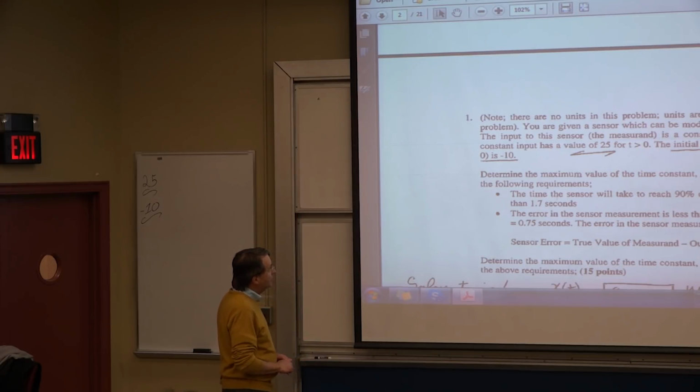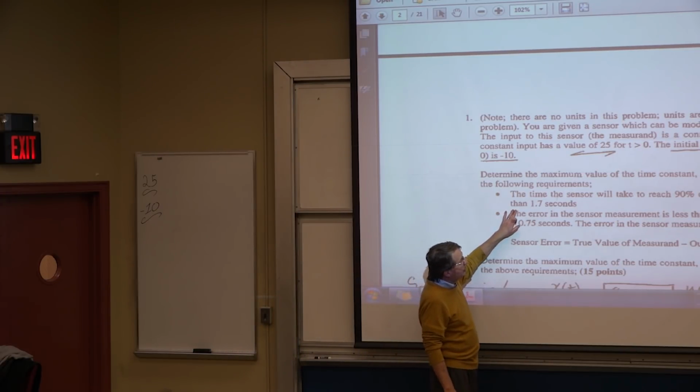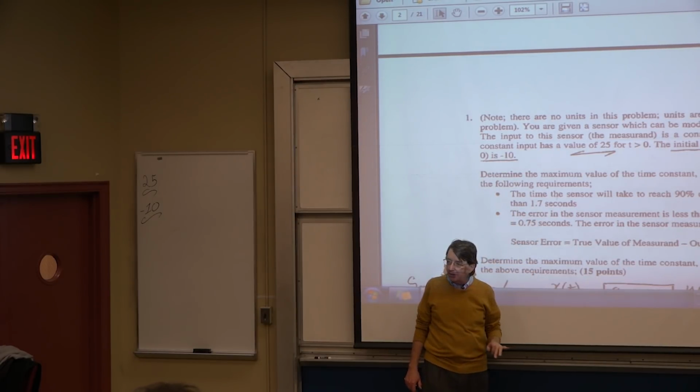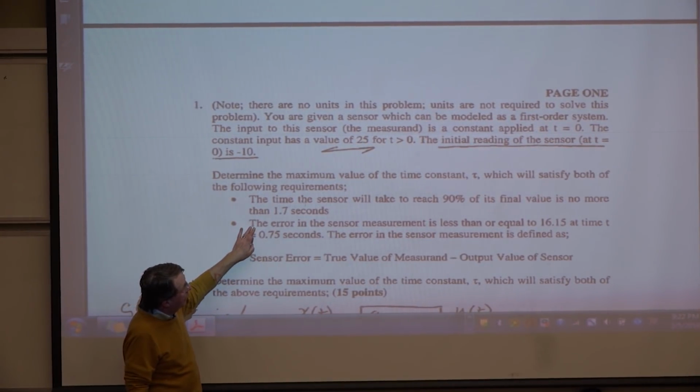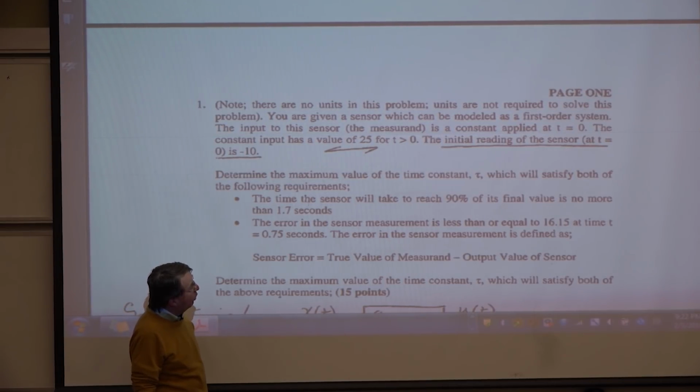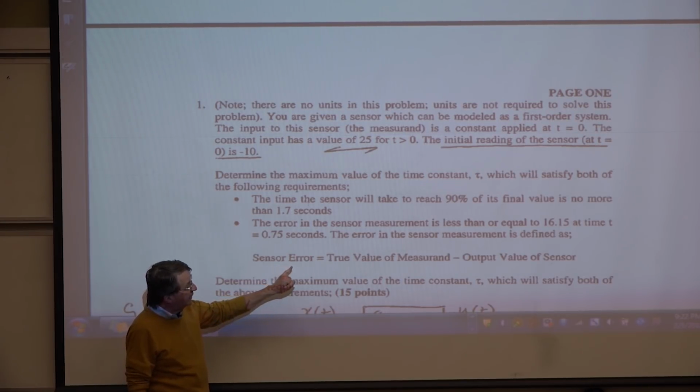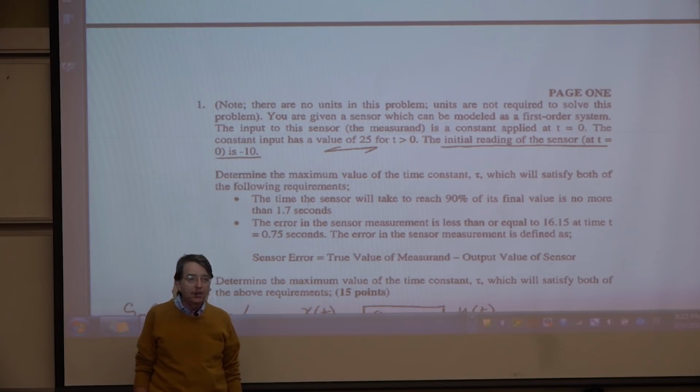So it says pick the maximum value of tau which will satisfy the following 2 requirements. The time the sensor will take to reach 90% of its final value is no more than 1.7 seconds. That's one requirement. And the second requirement is the error is less than or equal to 16.15 at t equal 0.75. And the error is defined as the true value minus the output. It took me 5 minutes to read it. This problem is a killer, I think. I don't know. So I think, okay, wait a minute.